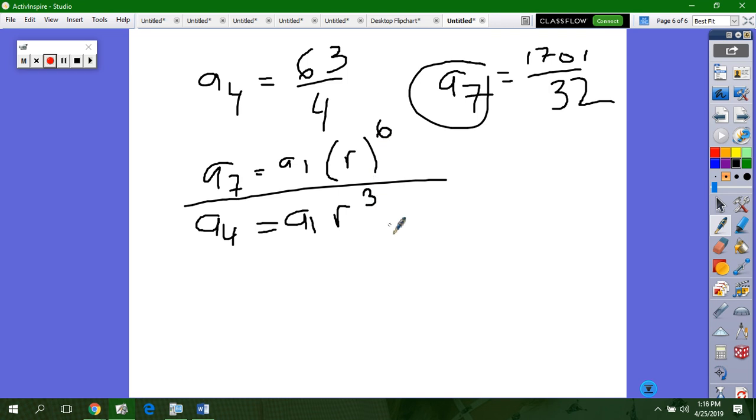Now, when I divide this, is it always going to be r cubed? No. Those, though, will always cancel out. And how I got 6 and 3 is because, remember, in the basic equation, it's n minus 1.